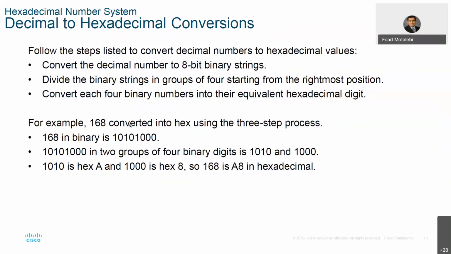For example, 168 is first converted into binary. Then take it into 2 groups of 4 binary digits from the rightmost position. So there you have 1010 and 1000. Now you have these two binary numbers to convert into their hexadecimal equivalent.